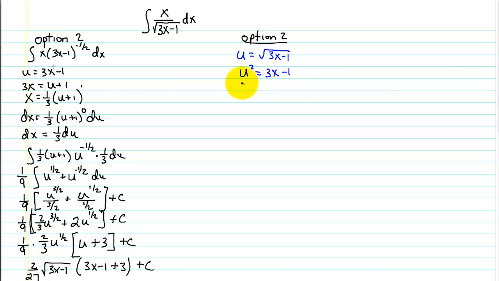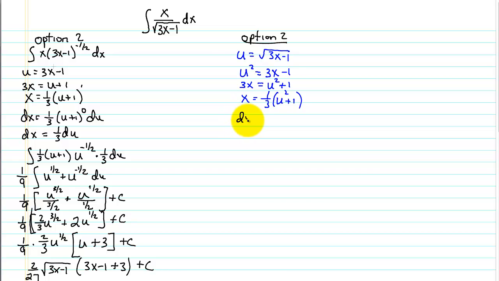Now I need to add 1 to get this over here, and then divide by the 3. So I get, whoops, that should be x equals 1/3 times u squared plus 1. We still need to find our dx, so this was a little bit more complicated, an extra step here.